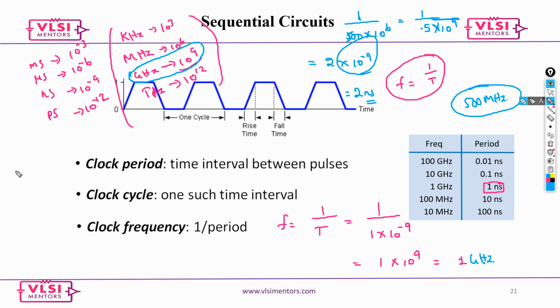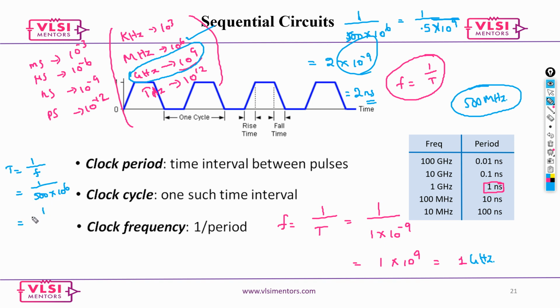So now you need to calculate 1 by f. It's basically the time period that you need. What is your frequency? 1 by 500 into 10 to the power 6. That is 500 megahertz. Agree? 500 megahertz meaning 10 to the power 6, so 500 into 10 to the power 6.